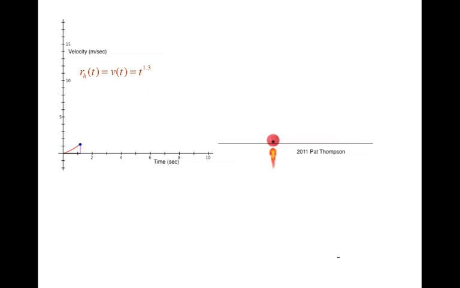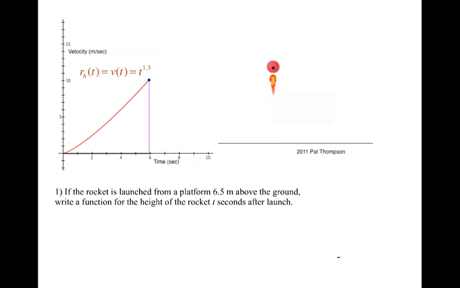Okay, so I've got this rate function here. Let's test our understanding of everything with some questions. If the rocket is launched from a platform 6.5 meters above the ground, write a function for the height of the rocket t seconds after launch. Here I'm giving you the exact rate function: t to the 1.3. I want you to write a function for the height of the rocket t seconds after launch. Go.